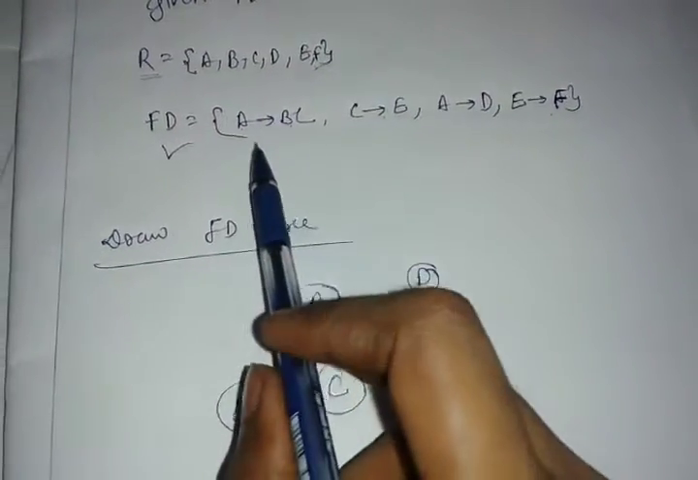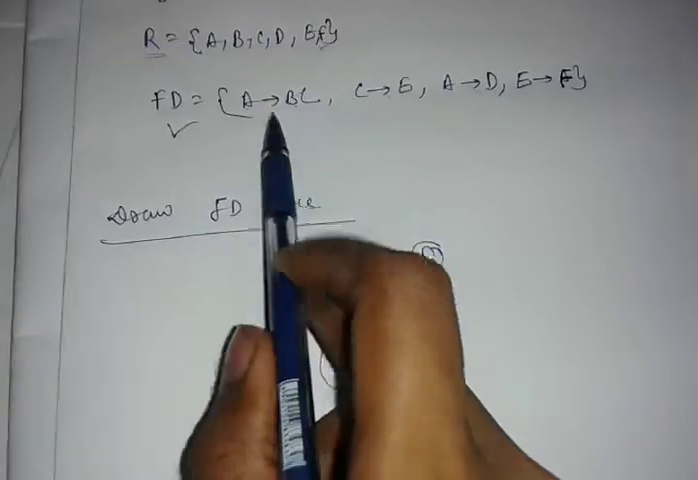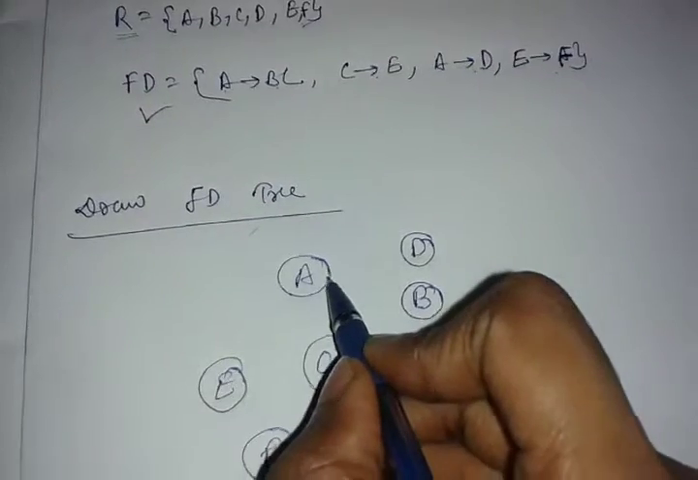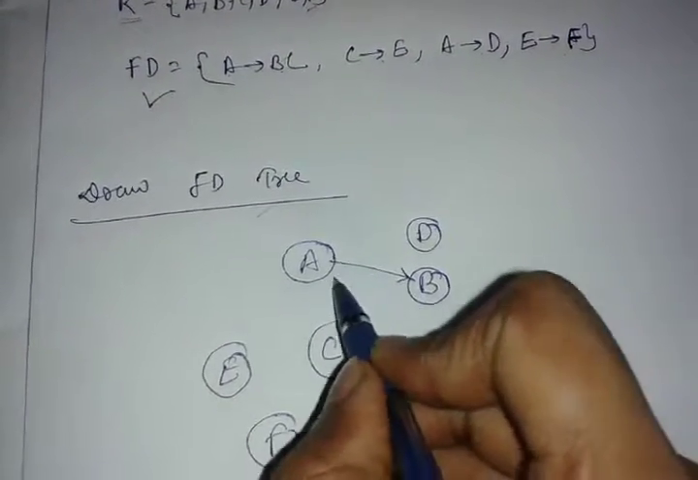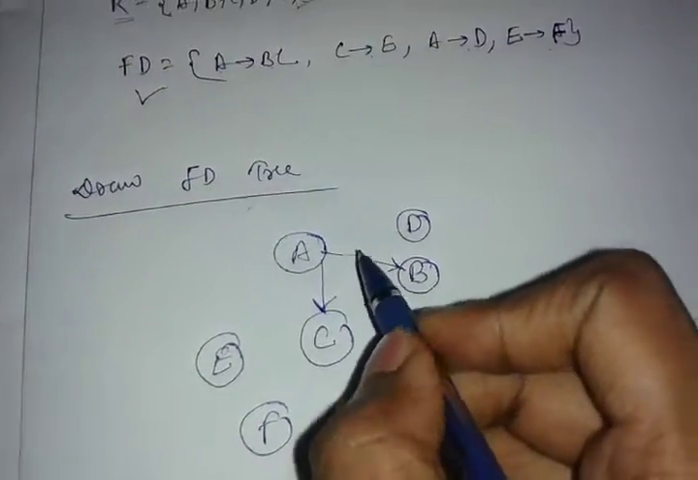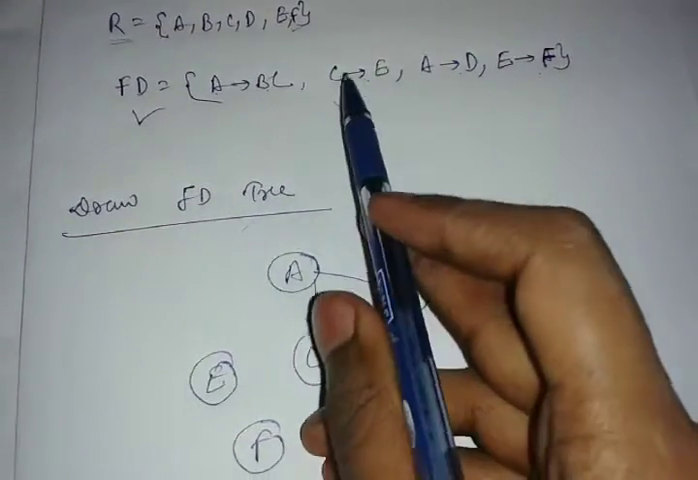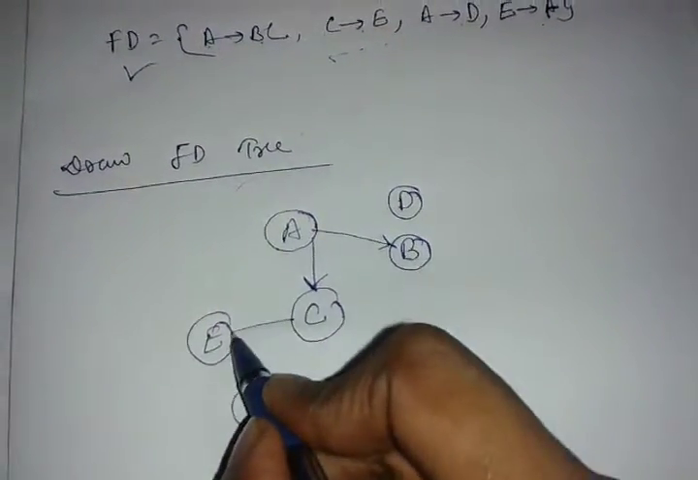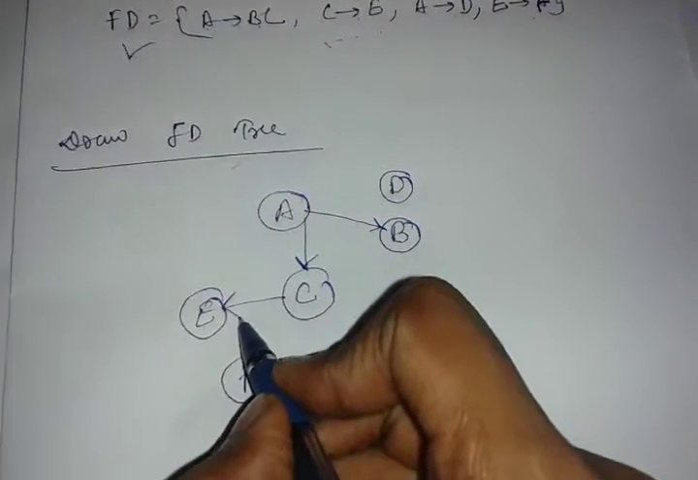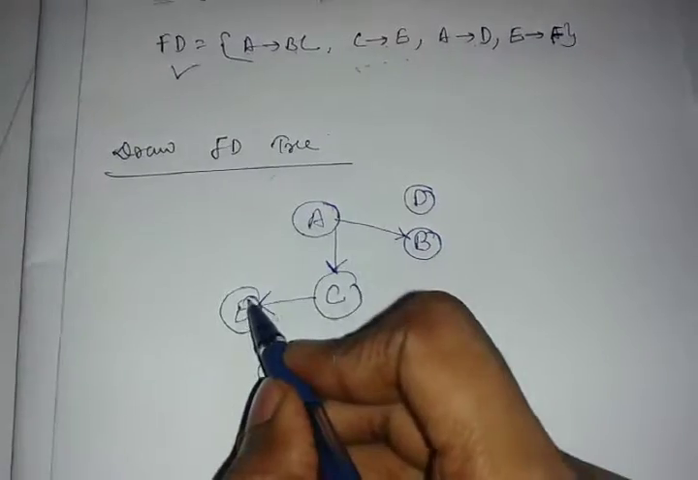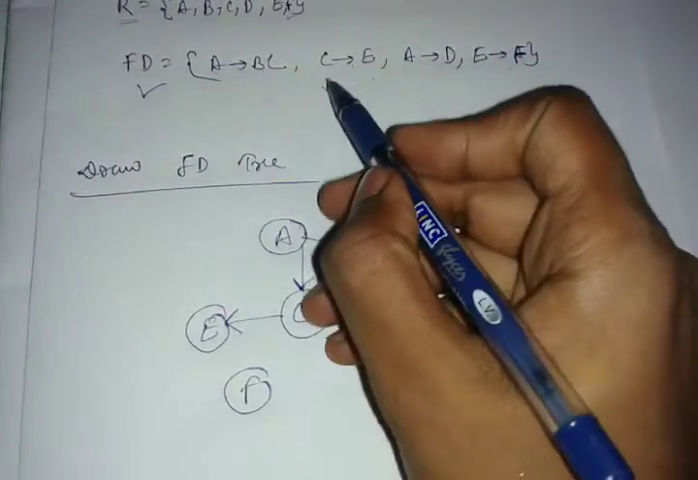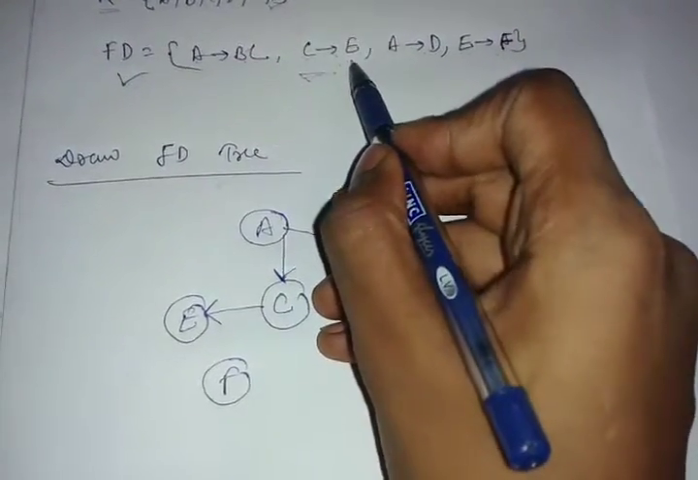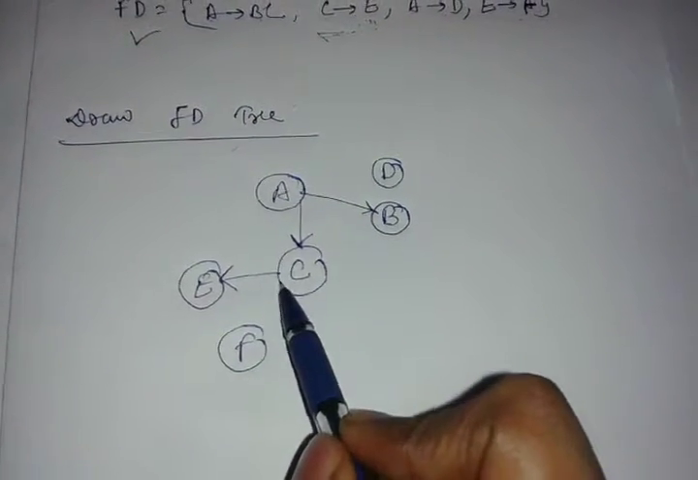And now what we're gonna do is see from A we can derive BC. So we're gonna draw an arrow from A to B and again from A to C. Now again if we see the second FD, it says C tends to E, means C can derive E. So from C to E. Here keep in mind, the arrow will be given to those nodes as given in the FD. Like here given C tends to E, so the arrow must be pointed towards E. So I have done it here, the arrow is pointed towards E.